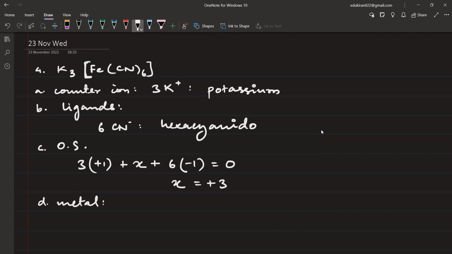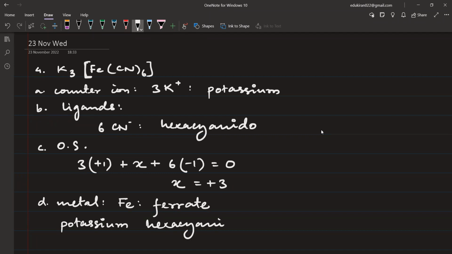Now the metal. Please see, when the complex ion is anionic, then the metal's name ends with ate, and for Fe we write ferrate. You'll write a note for this now, but write the IUPAC name here. Potassium hexacyanido ferrate 1, 2, 3. Okay. Cation and then the anion. Done, guys? Please write this down fast.